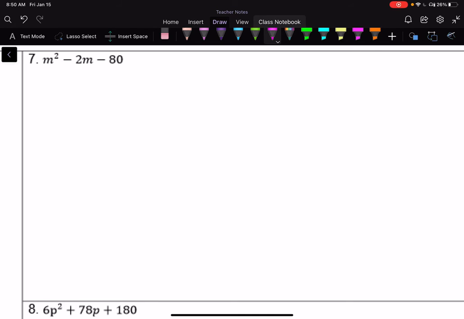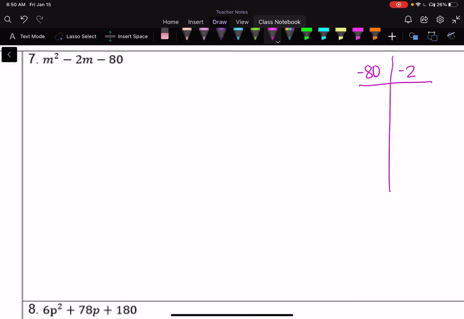Moving on to number 7. We're going to go straight to the a times c chart here. A times c is negative 80, and b is negative 2. I'll list all my factor pairs. Remember to do this, you go to table in your calculator. You take your A times C value, in this case negative 80, and you divide it by X.